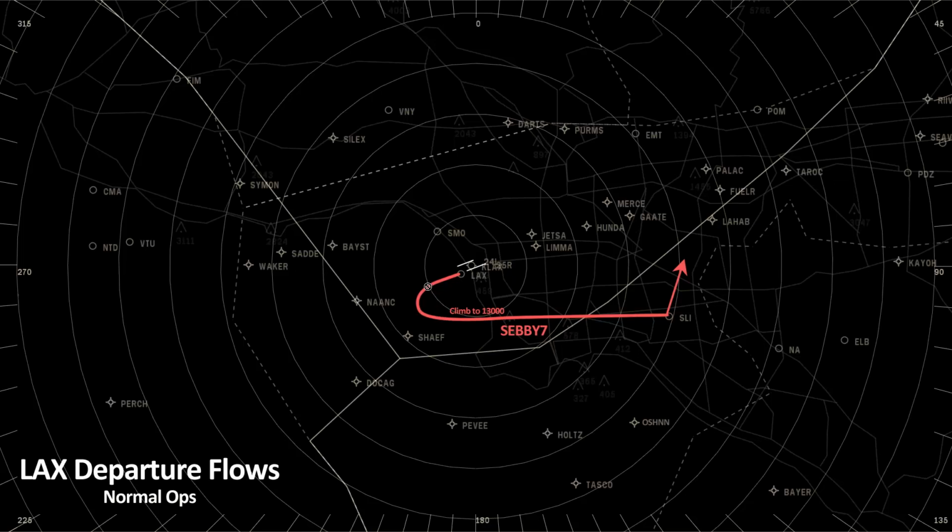DME stands for distance measuring equipment. It's the way that distances from navigational aids that provide distance measurement is discussed in aviation terms.